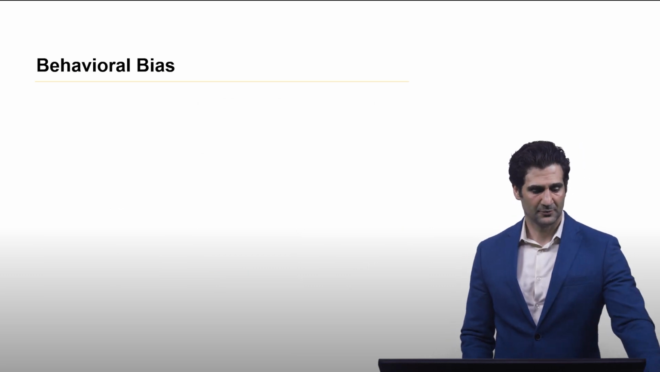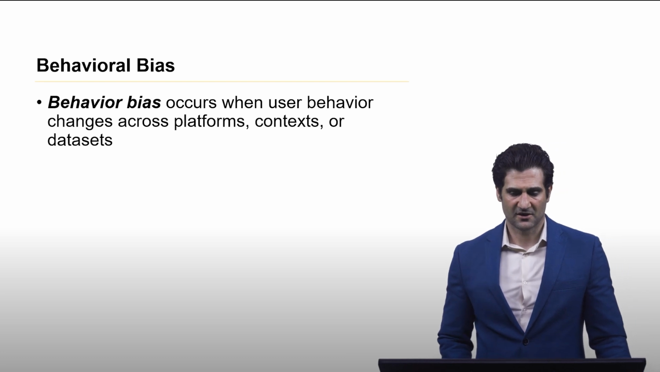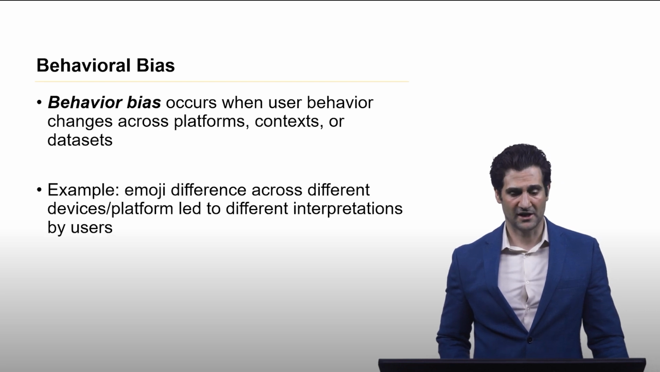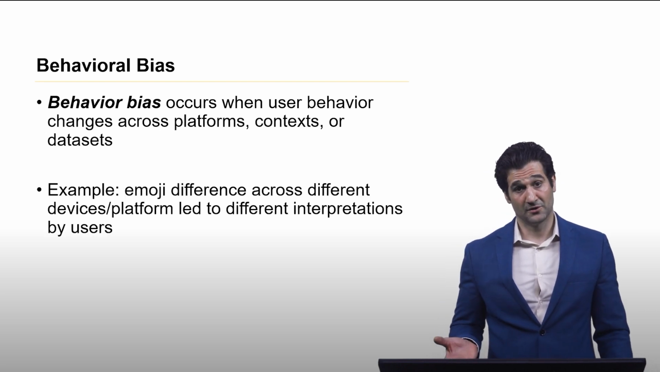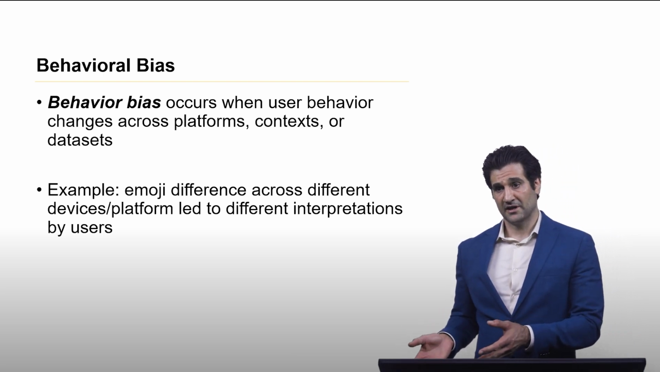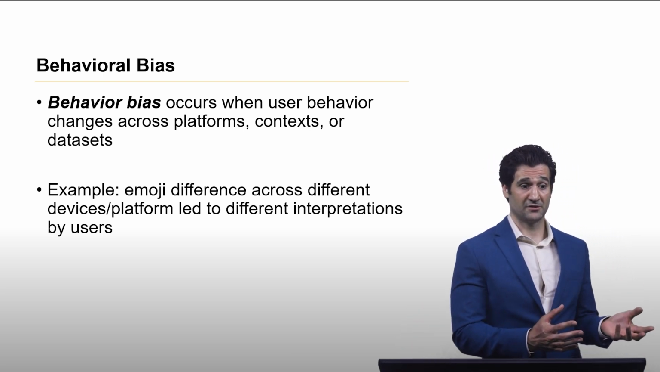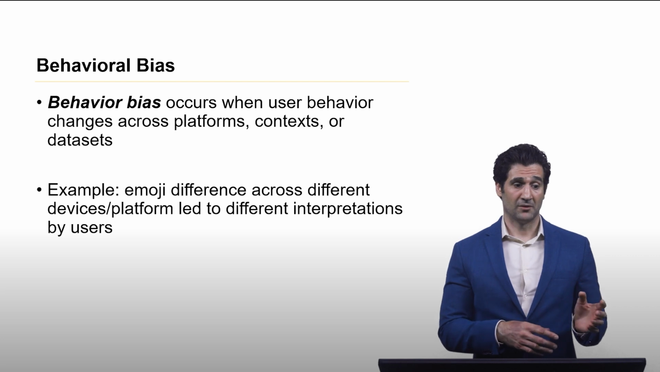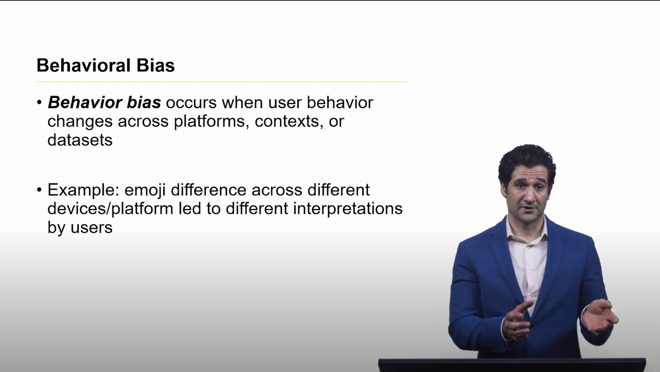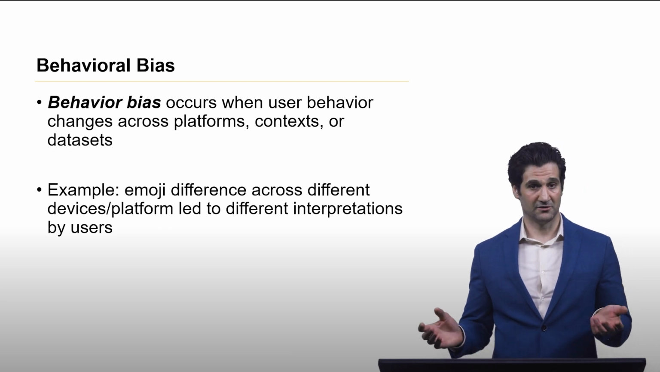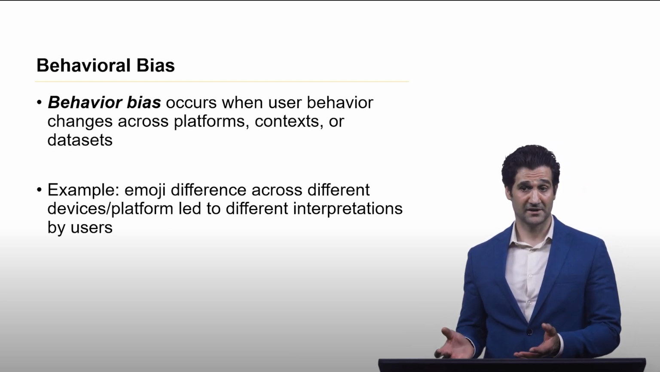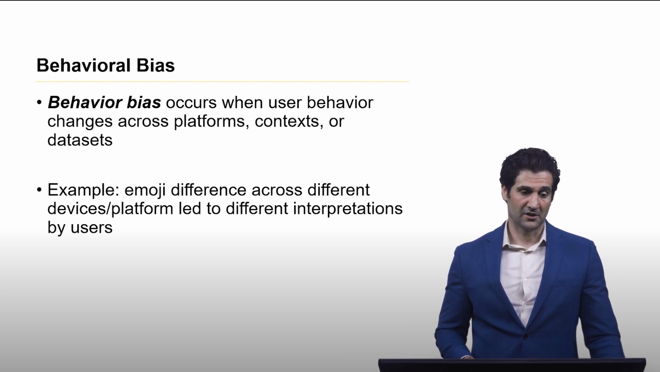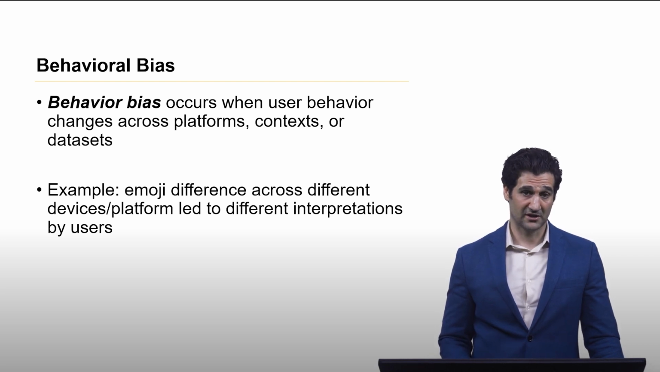Next is behavioral bias. This occurs when behavior changes for a specific platform, context, or data set. One example here is emojis. On your phone, if you are an Android user, emojis look different than if you're an iPhone user. There have actually been studies showing that people react differently to the same emoji depending on the platform it's delivered by. This could create misunderstandings, and from a data-centric standpoint, the interpretation of the communication on that platform could end up being very different.